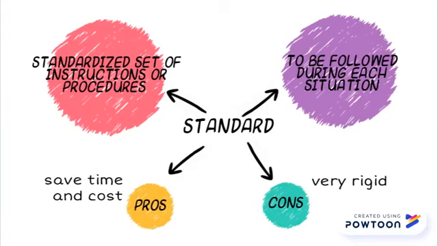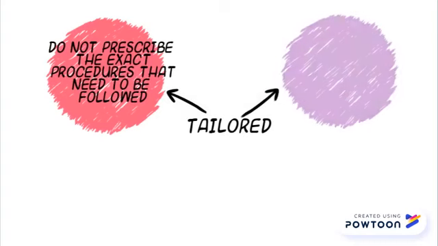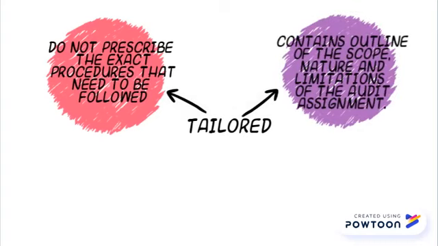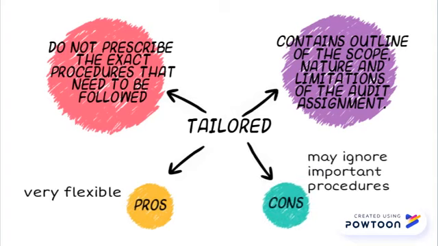Tailored audit program does not prescribe the exact procedures that need to be followed. It contains outline of the scope, nature and limitations of the audit assignment. It is very flexible as auditors can modify programs according to the situations, but some important procedures may be ignored.